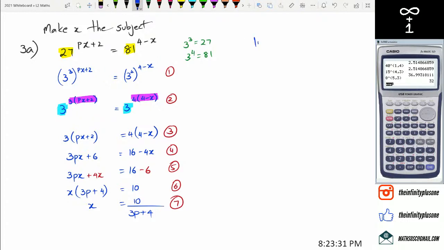So what will end up happening? You get log of 27 to the power of px plus 2 equals log of 81 to the power of 4 minus x. Oh yeah, now it's going to get quite nasty, eh? It's not going to look pretty. It'll look pretty ugly, but it can be done. But it's very long.